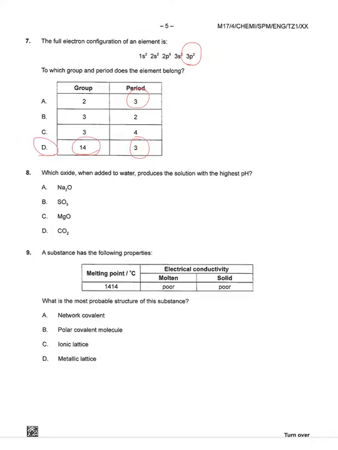Which oxide, when added to water, produces the solution with the highest pH? So we're looking for the most basic solution here. So again, I can quickly eliminate SO3 because it's going to form H2SO4 and become acidic. CO2 is going to form carbonic acid, which is also going to be acidic. So I've got my two bases. So Na2O, I can expect my metal to form a base. And MgO is also going to form a base.